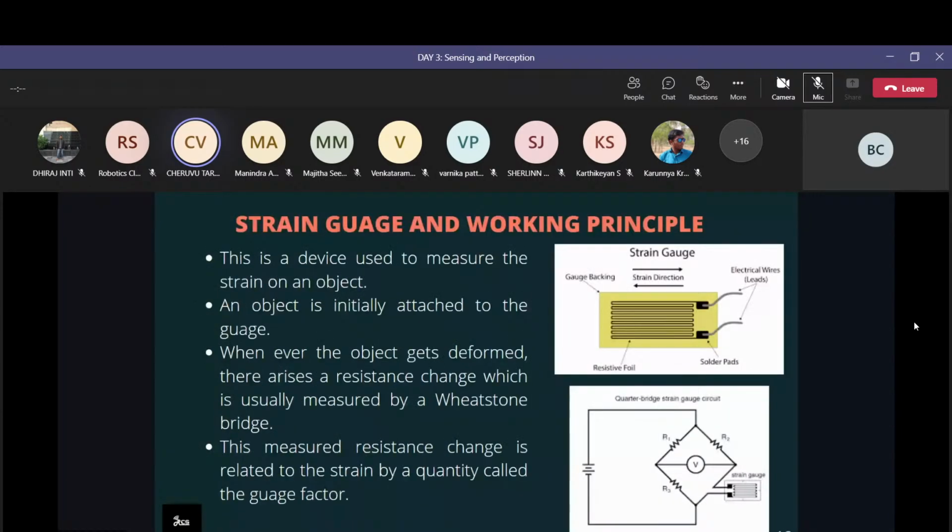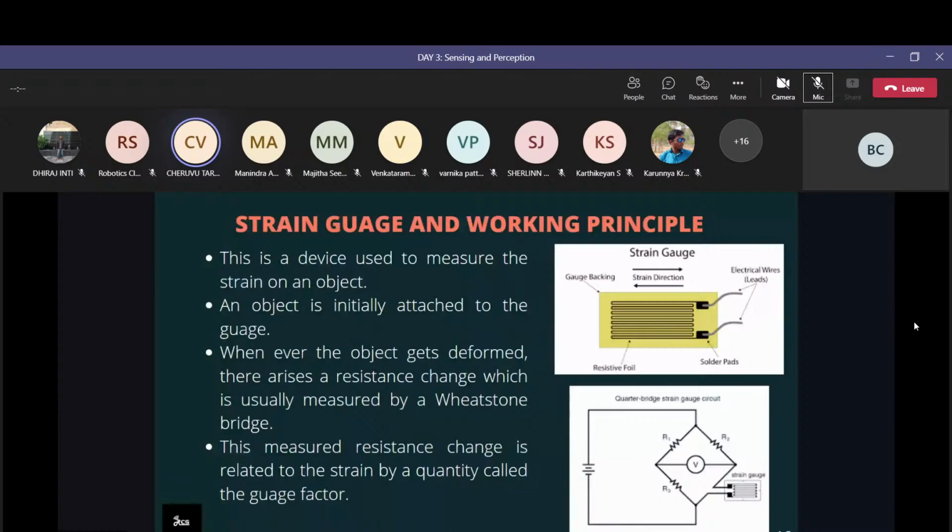Next, strain gauge and working principle. So by hearing the word strain, what is the basic definition, the basic idea of strain? Strain is nothing but how much deflection and how much deviation you are getting in any physical entity. That is strain. So a strain gauge is a device which is used to measure how much strain you are applying on any object. So that is nothing but a strain gauge.